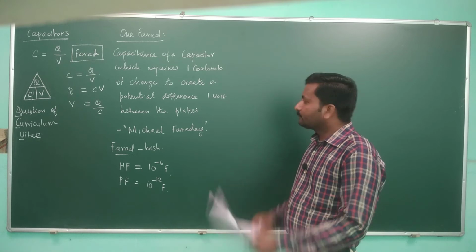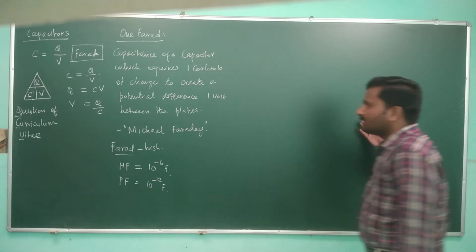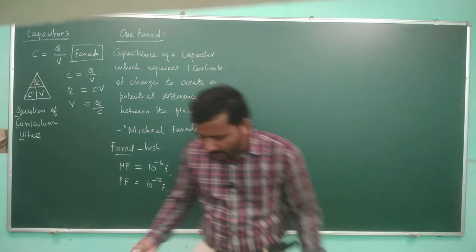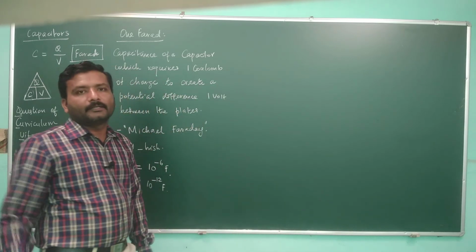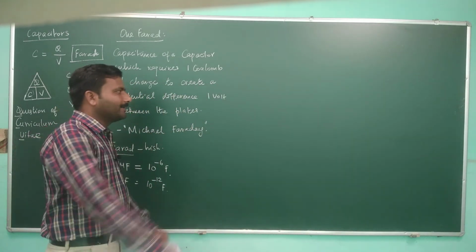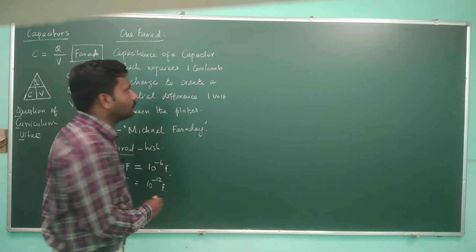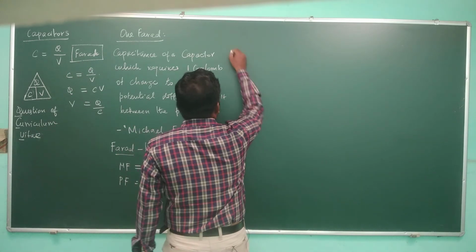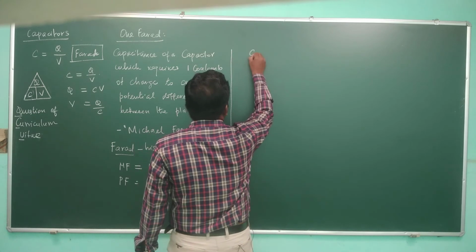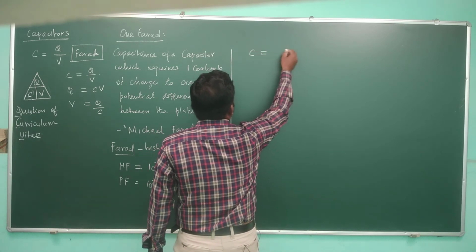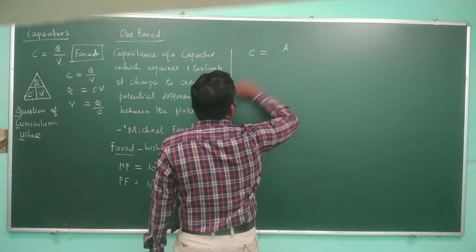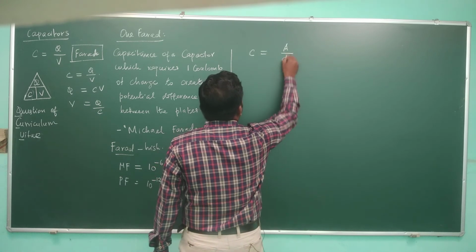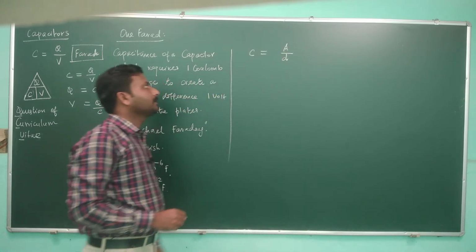Well, earlier we said this capacitance will be depending upon the area and the distance separating these two plates. We can deduce an equation with that too, right? And we can write an equation for capacitor that is directly proportional to the area and inversely proportional to the distance.